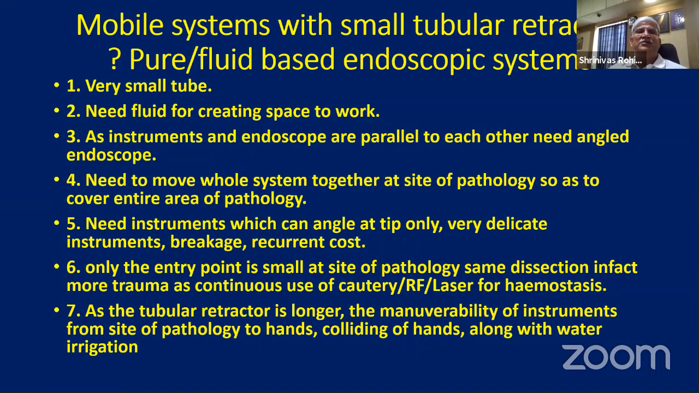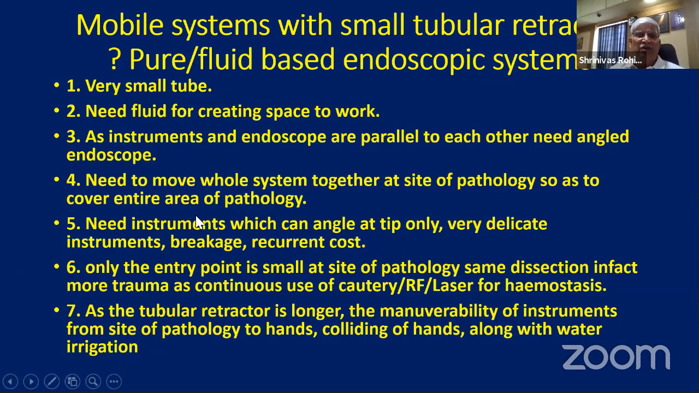Now, the other system is the fluid-based endoscopic system, where you use a long tubular retractor, but of a smaller diameter. It's a very small tube. Same principle, the physics is the same. You need fluid for creating space to work, and this fluid retracts the tissue, the dural tube. As the instruments and the endoscope are parallel to each other, you need an angled scope. You need to move the whole system together at the site of the pathology so as to cover the entire area of pathology.